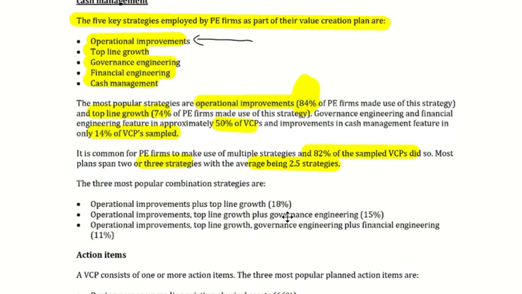What are the most commonly used combination strategies? Well, operational improvements and top line growth, those were the 2 most commonly used strategies that were put into plans by private equity players. Second most common combination was operational improvements, top line growth, and governance engineering. And third most combined strategies were operational improvements, top line growth, governance engineering, and financial engineering.